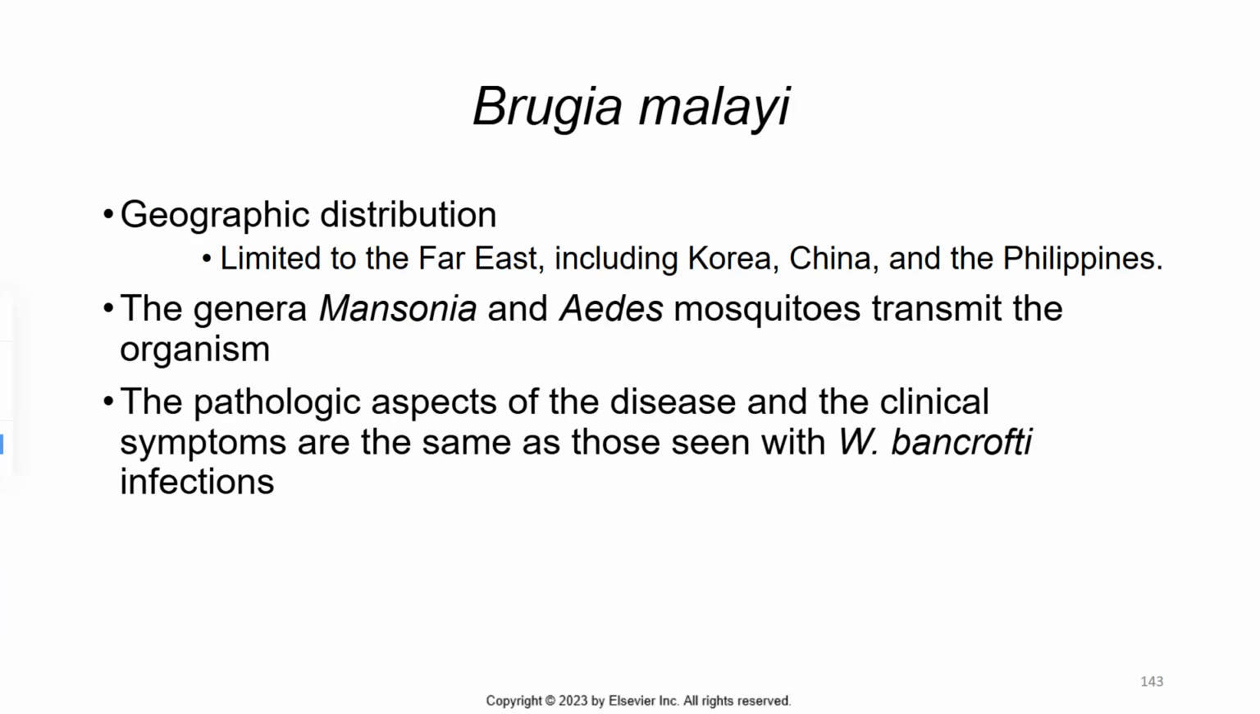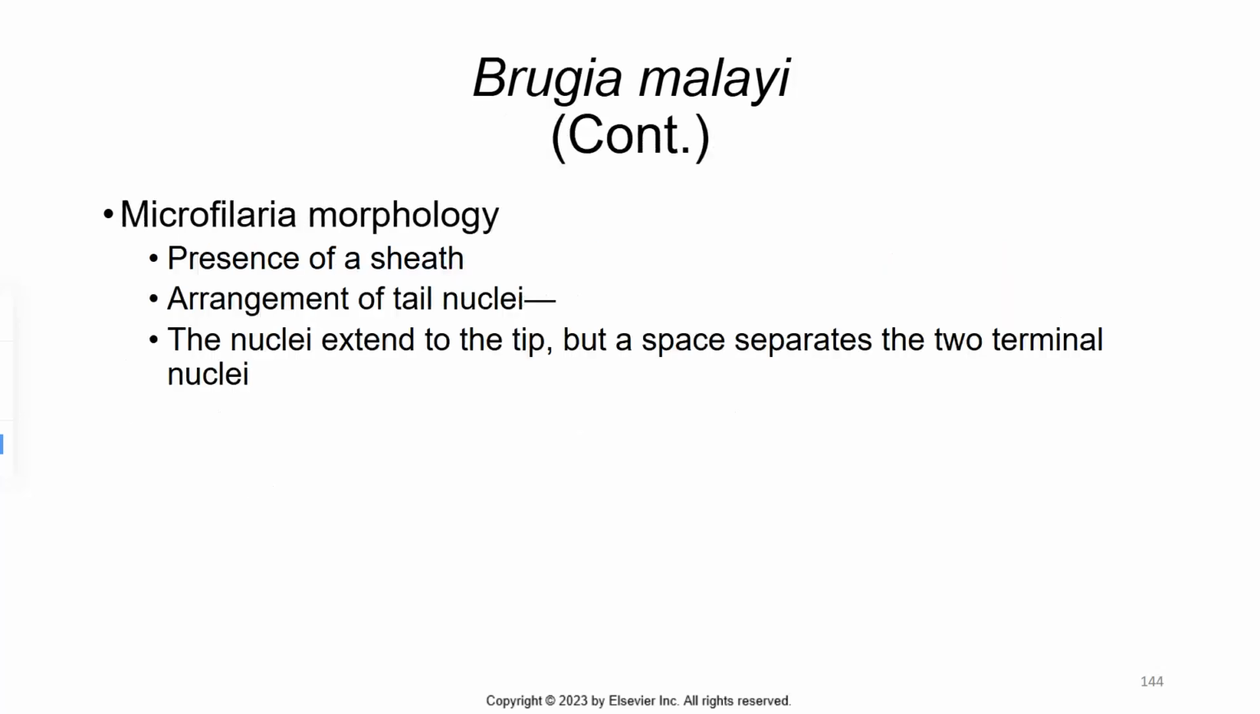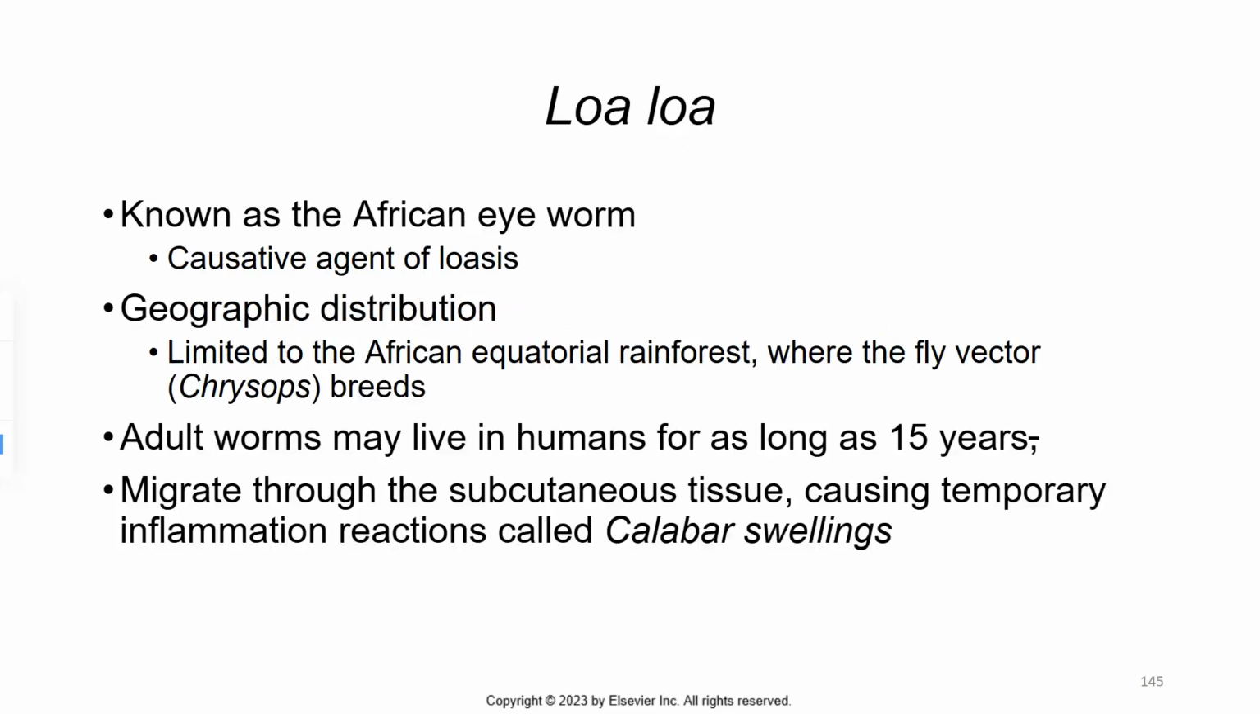Brugia malayi. Geographic distribution is limited to the Far East, including Korea, China, and the Philippines. The genera Mansonia and Aedes mosquitoes transmit the organism. The pathologic aspects of the disease and clinical symptoms are the same as those seen with W. bancrofti. They do have a sheath, and the arrangement of the tail nuclei: the nuclei extend to the tip, but a space separates the two terminal nuclei.